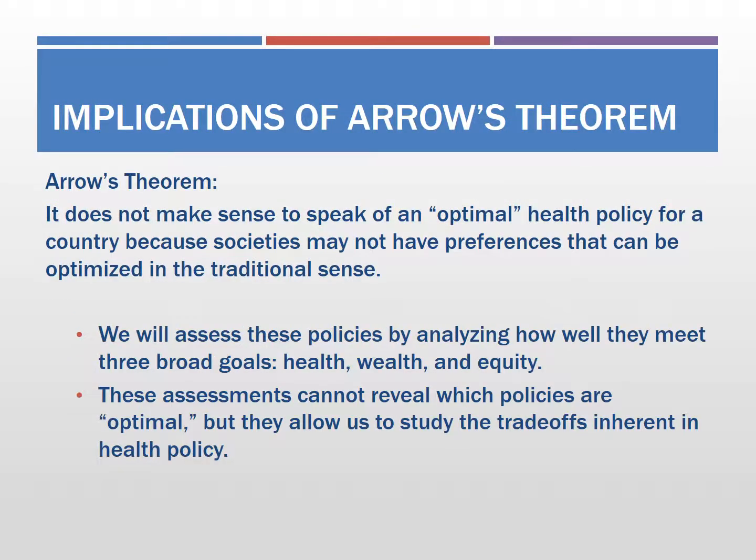So the conclusion of Arrow's theorem basically is the following. It does not make sense to speak of an optimal health policy for the country, because the society may not have a preference that can be optimized in the traditional sense, where we believe people prefer something over another, but that might not necessarily be true if we look at the population as a whole.